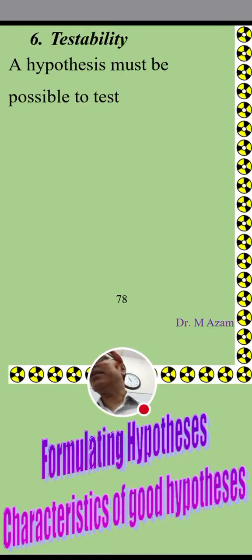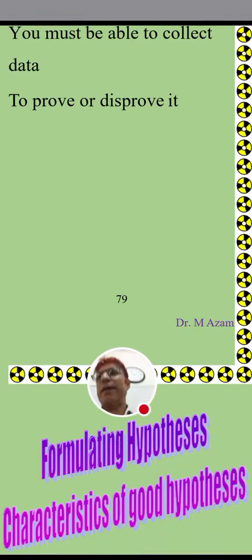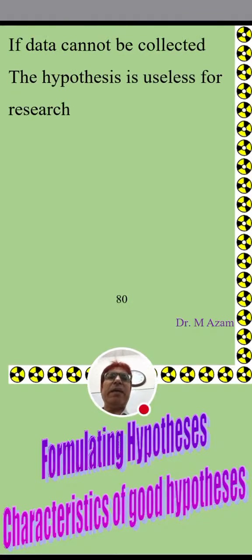Testability, the sixth and last characteristic of a good hypothesis. A hypothesis must be possible to test. You must be able to collect data to prove or disprove it. If data cannot be collected, the hypothesis is useless for research.